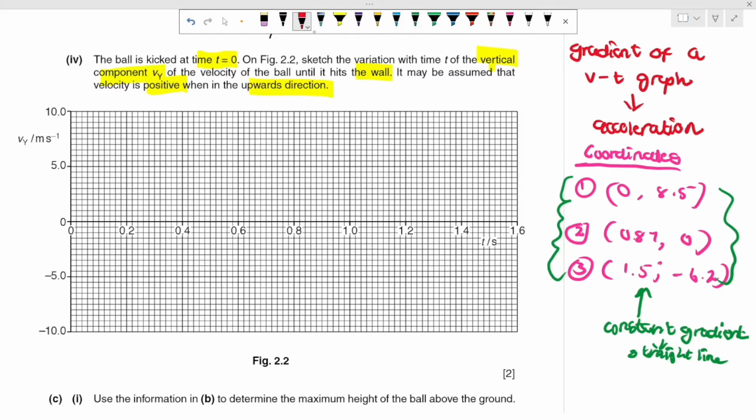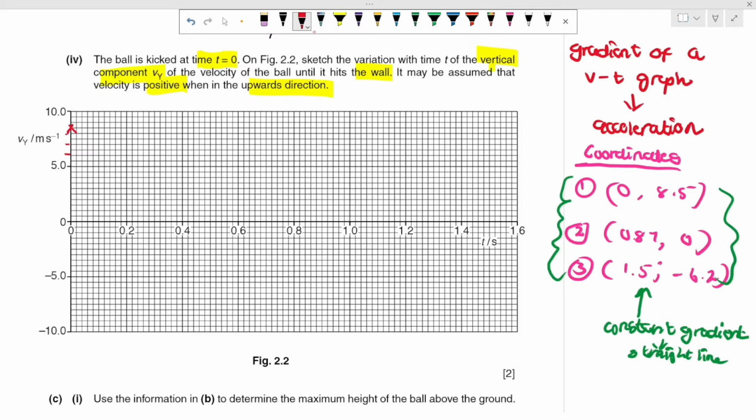So we have 0 here, right? If you look at this, each line symbolizes 0.5. So we have 1, 2, 3, 4, 5, right? So if you're here, this would be 6, this would be 7, this would be 8, and then this would be 8.5. So this is our first coordinate.